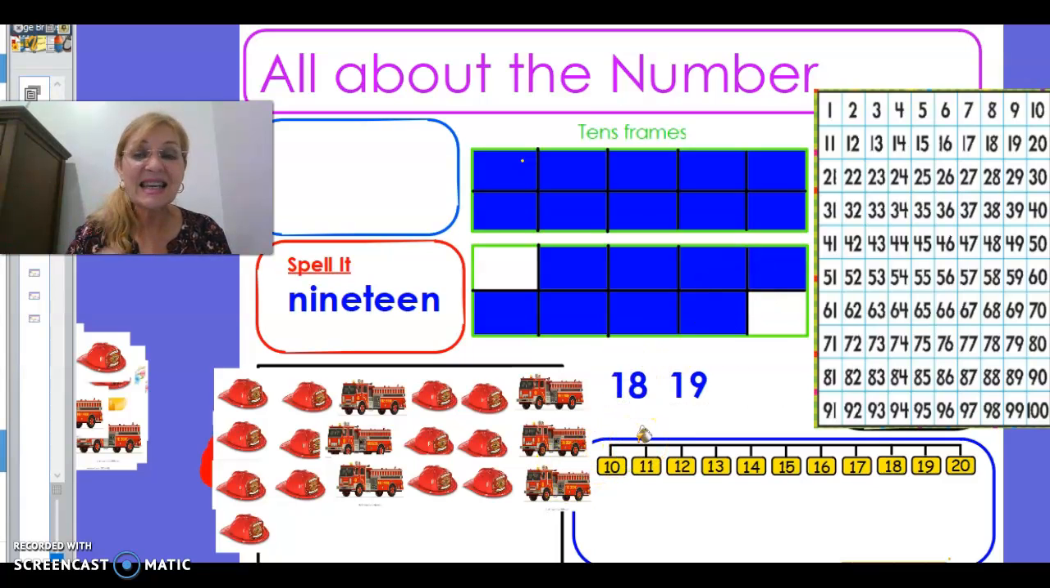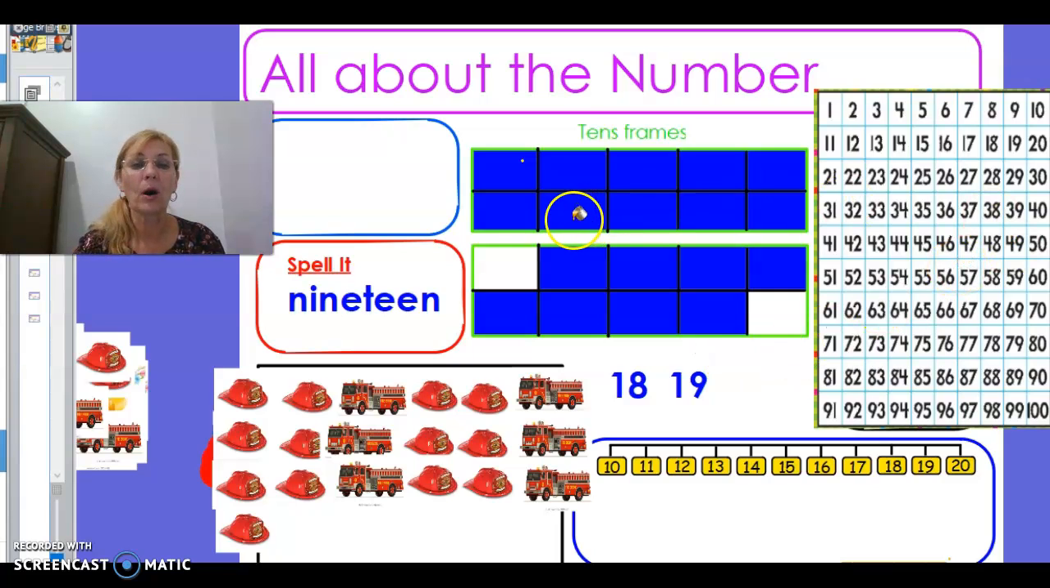Yes, 18. If you're at 19, you go back. Remember, you go backwards if you're talking about 1 less. It's going to be a smaller number. 1 less than 19 is 18. And you could count it here, right? This is how much? 10, 11, 12, 13, 14, 15, 16, 17, 18. Beautiful.